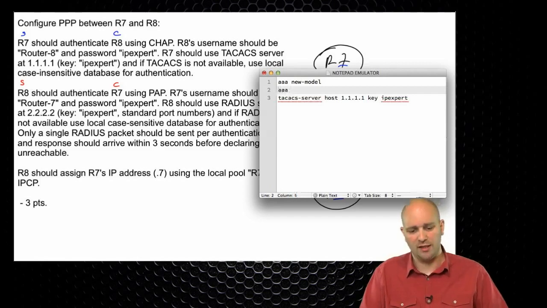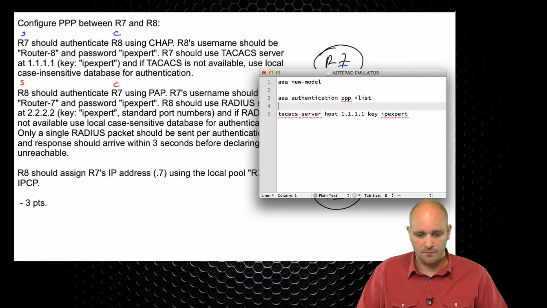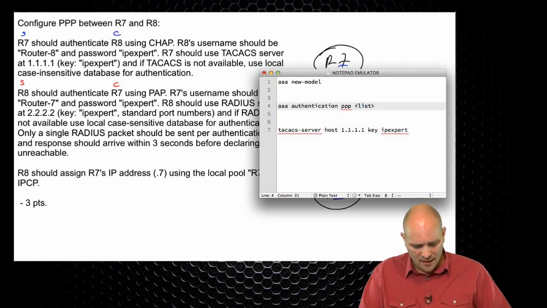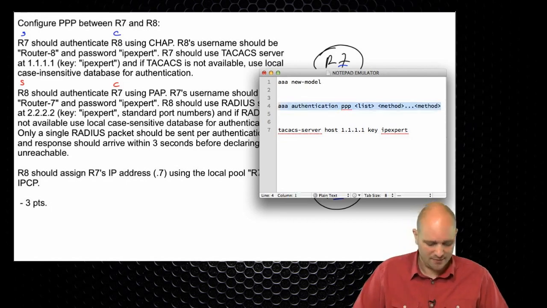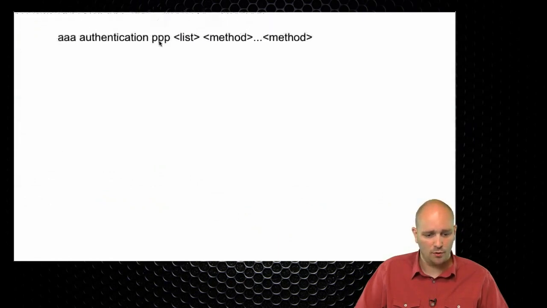So what I need to do here is define aaa authentication ppp, and here I'm going to specify the list. Let me separate these a little bit like this. Here I have to define something that is called the list name, and then I specify the method, followed by different methods. Now, this is the generic format of the AAA authentication command. So let me explain in a little bit more detail how it works.